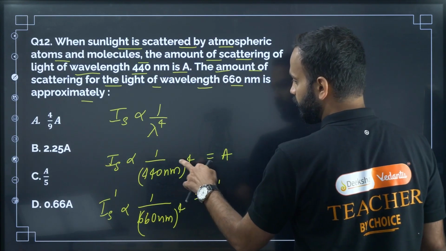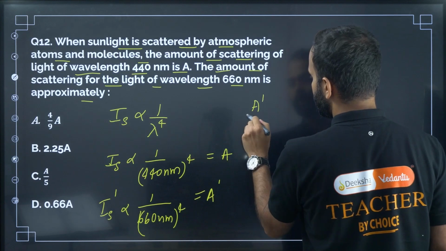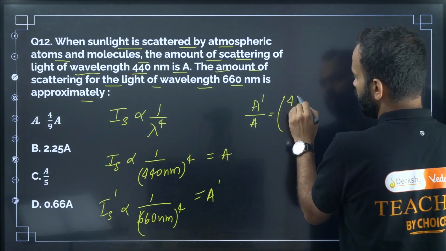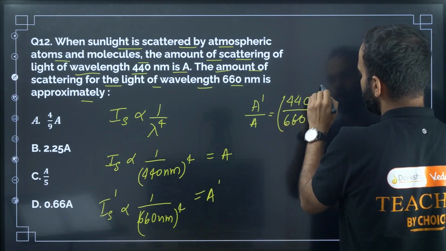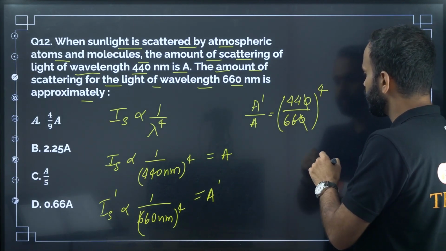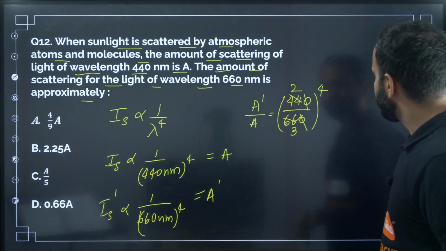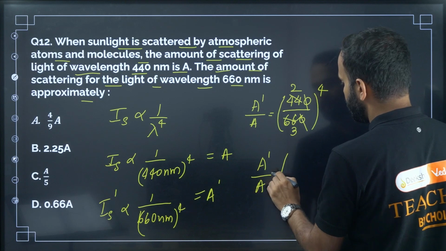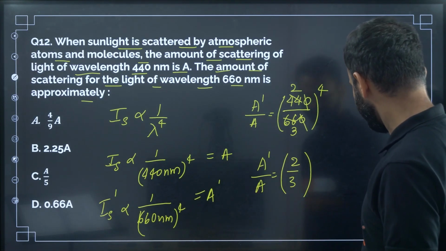So now divide the second equation by the first equation. A dash divided by A is equal to 440 divided by 660, to the power 4. So 10 will get cancelled. Now 22 3s are 66, 22 2s are 44. So now A dash divided by A is equal to 2 divided by 3, right?